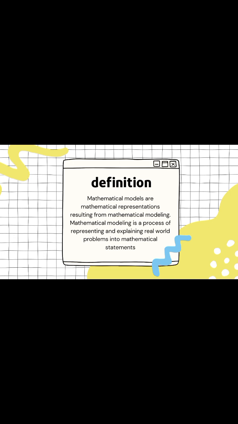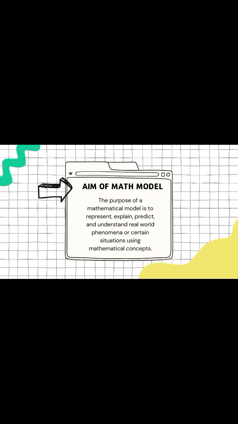Mathematical models are mathematical representations resulting from mathematical modeling. Mathematical modeling is a process of representing and explaining real-world problems into mathematical statements. And what is the aim of a math model? The purpose of a mathematical model is to represent, explain, predict, and understand real-world phenomena or certain situations using mathematical concepts.